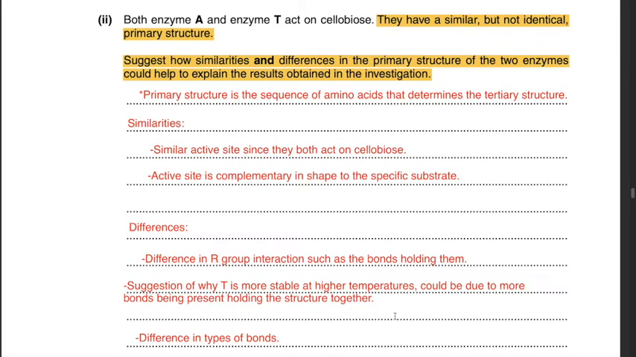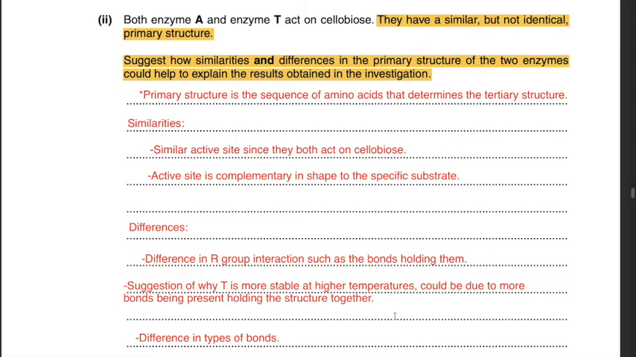Part 2. Both enzyme A and enzyme T act on cellobiose. They have a similar but not identical primary structure. Suggest how similarities and differences in the primary structure of the 2 enzymes could help to explain the results obtained in the investigation. It is better if you could refer to how the primary structure is important. Well, the primary structure is nothing but the sequence of amino acids, and it determines the tertiary structure overall. Therefore, if you are looking at the similarities, you could mention they both have a similar active site since they both act on the same substrate, cellobiose.